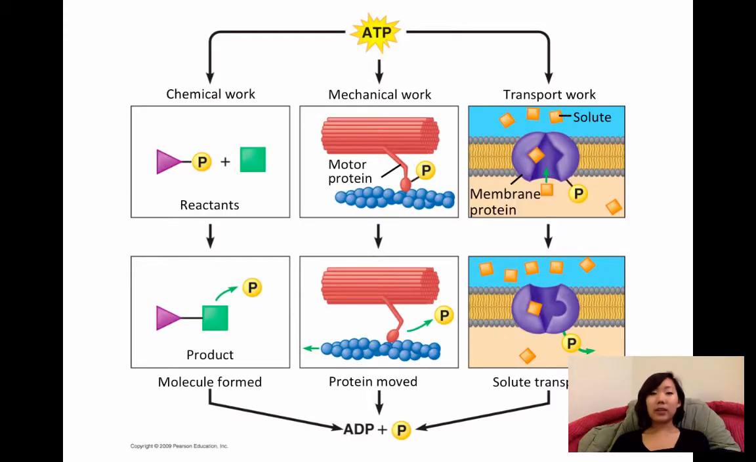So for example, we talked about active transport where you can phosphorylate that protein, and it allows the protein to change shape. So phosphorylating that active transport protein can give it the energy to change its shape and pop the solute off onto the other side.